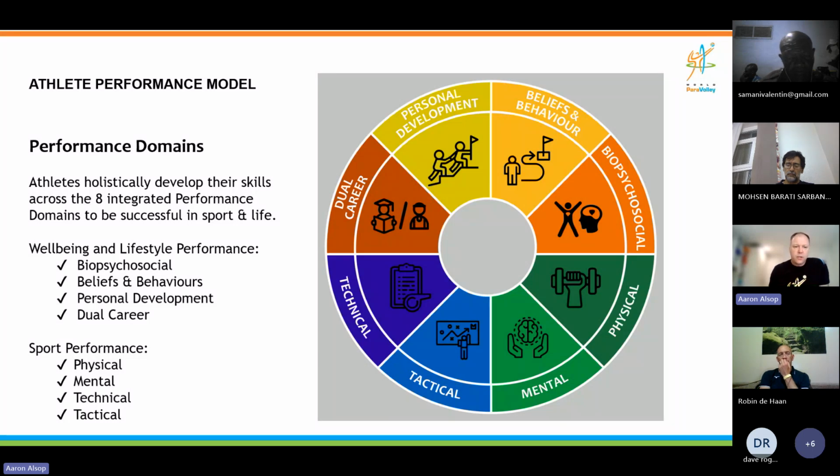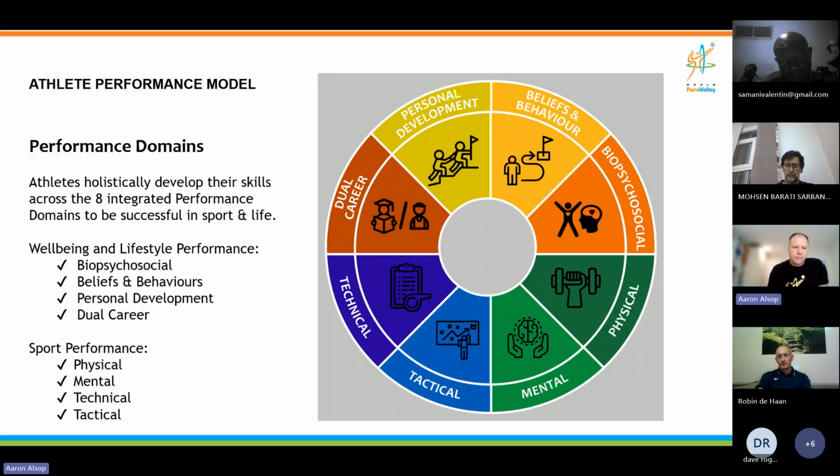So the other 4 domains you see on the model here are what we call well-being and lifestyle performance. What are we doing to understand the athlete from a biopsychosocial perspective? What do we know about their beliefs and behaviors? What are we doing to develop from the personal development perspective? And then what are we looking at to support the athlete's dual career?